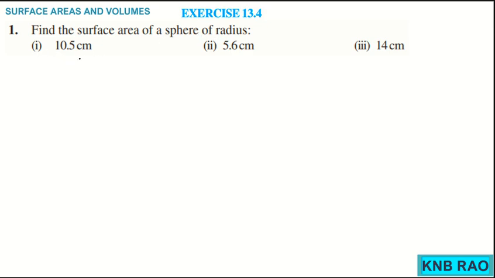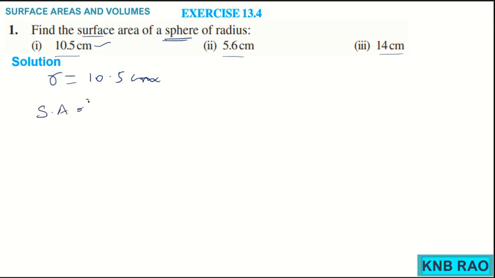given. Here sub questions 3 are there. In one, radius is 10.5, in the other 5.6 is the radius, and in the third radius is 14. We will solve any one of them, the other you can solve. I will take the first one. If I consider radius as 10.5 centimeter and we are asked to find the surface area.